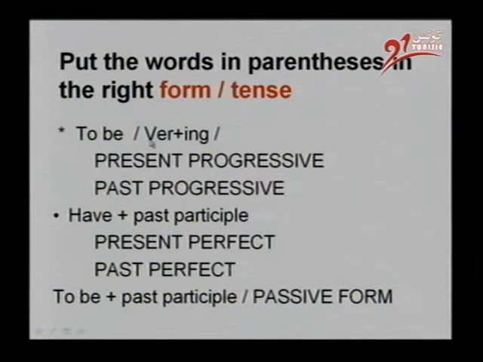I was watching TV when my father came. "Was watching TV" here is the past progressive. Now, if I have another combination, the auxiliary have plus past participle, and when I speak about the past participle, you can find a list of irregular verbs at the end of your textbook, or you can just add -ed to the regular verbs, like watched.